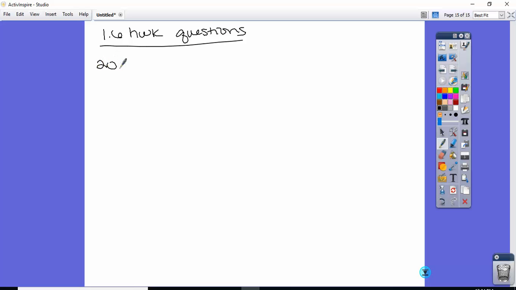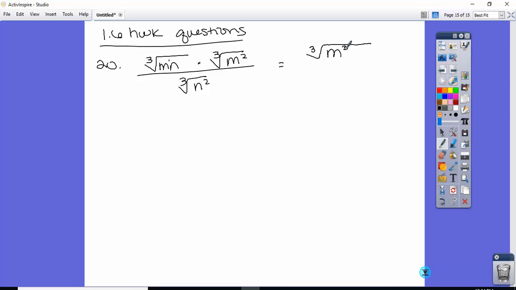So on number 20 we have the cube root of mn times the cube root of m squared over the cube root of n squared. Alright, let's start on the top. If we want to multiply these, they're both under a cube root, so it just stays under the cube root. When I take m times m squared, we add those exponents together. So that gives me m to the third.